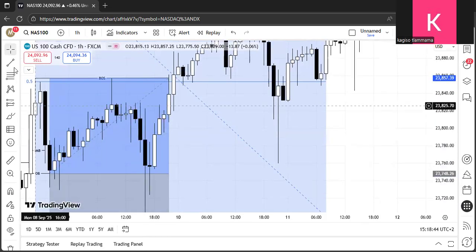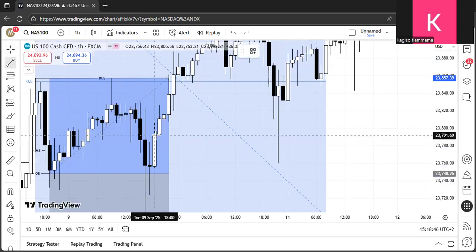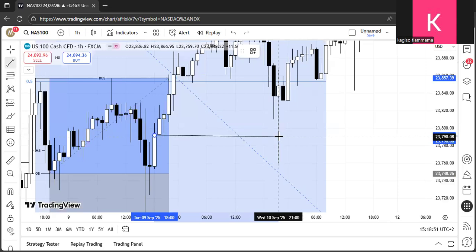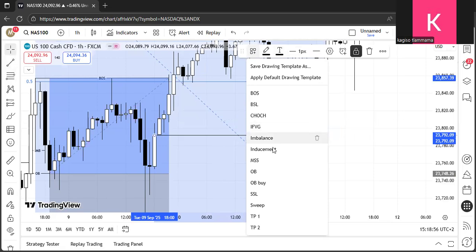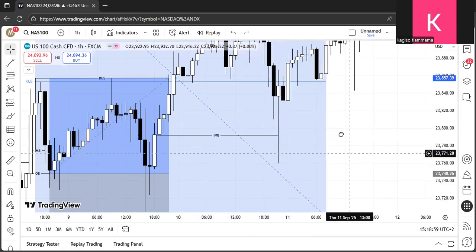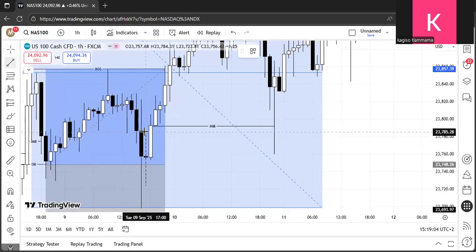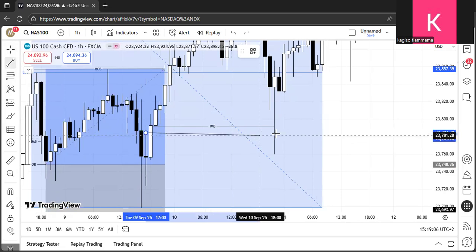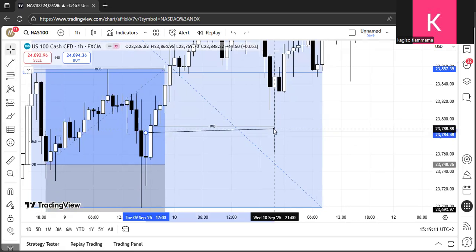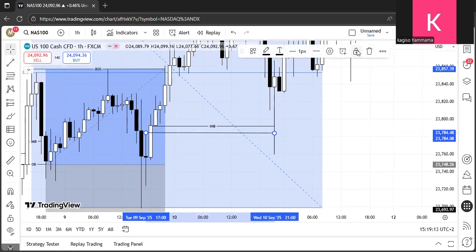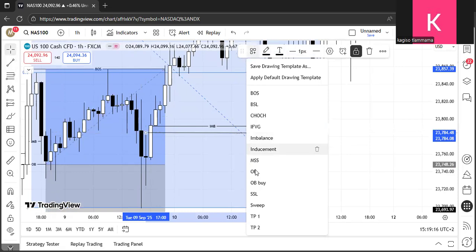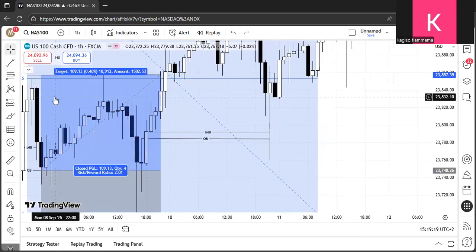Let's go. So this one is really simple. We have our imbalance right here. We only have one imbalance, so no need to confuse yourself. So we mark our imbalance right here, and then below it we have our order block. Okay, let's mark out our order block. There we go. This is our order block.